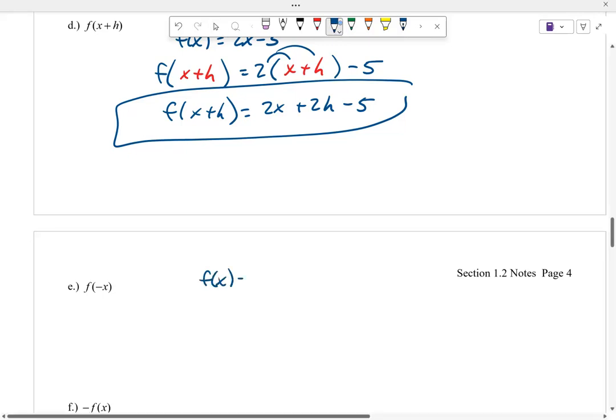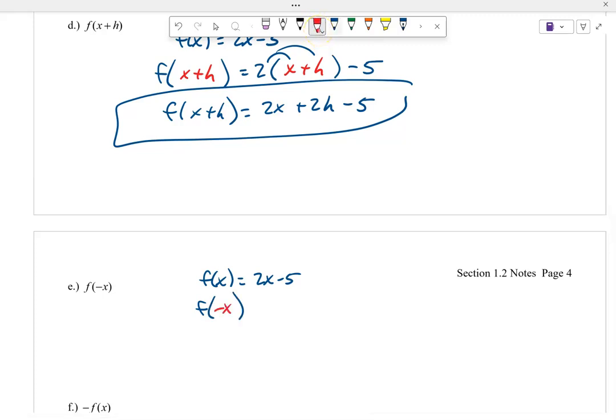All right, remember we got f of x is 2x minus 5. This time it says plug in negative x. So we got 2 times negative x, or negative 1x, right? So 2 times negative 1 is a negative 2x minus 5. That's what f of negative x is.